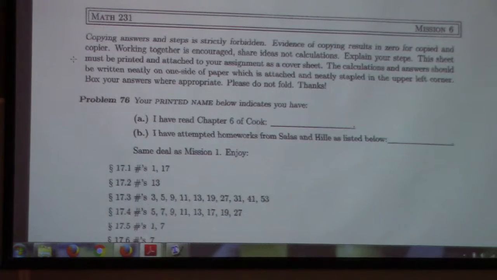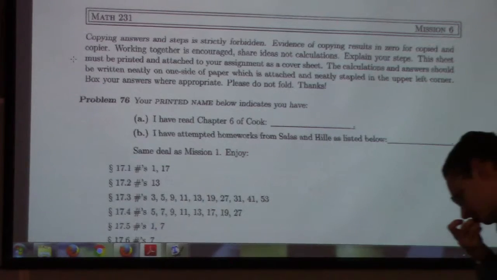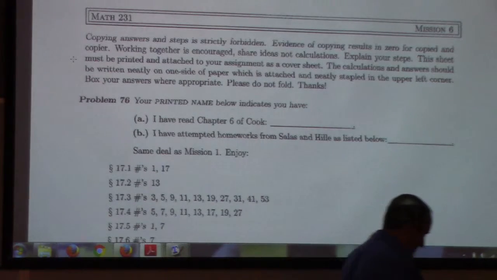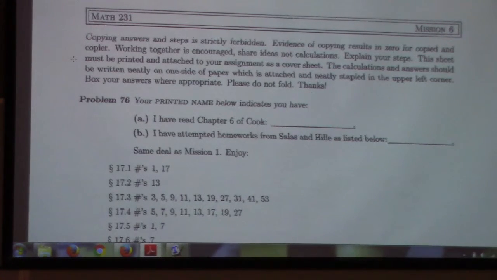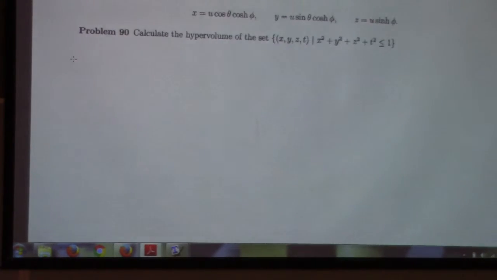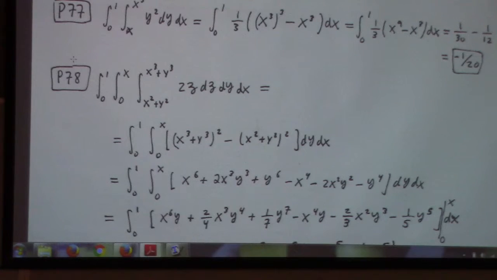So, ignoring, of course, the hypersphere problem, is there anything that you guys found particularly vexing? All of it? Well, if it's all of it, I guess I'll go problem by problem. Surely everyone got minus 1/20th for problem 77? Show of hands. How many got number 77? All right, very good.